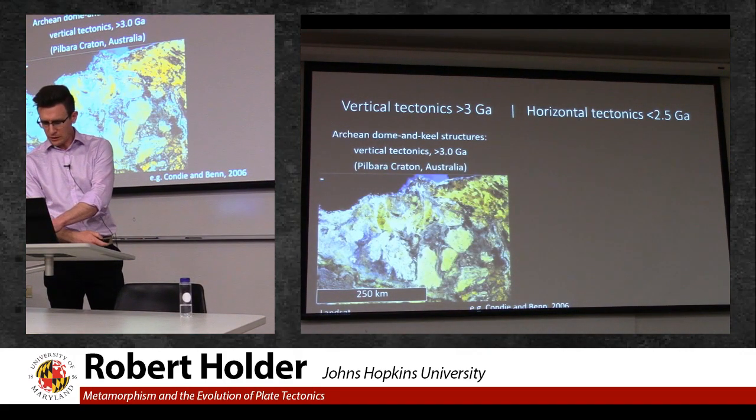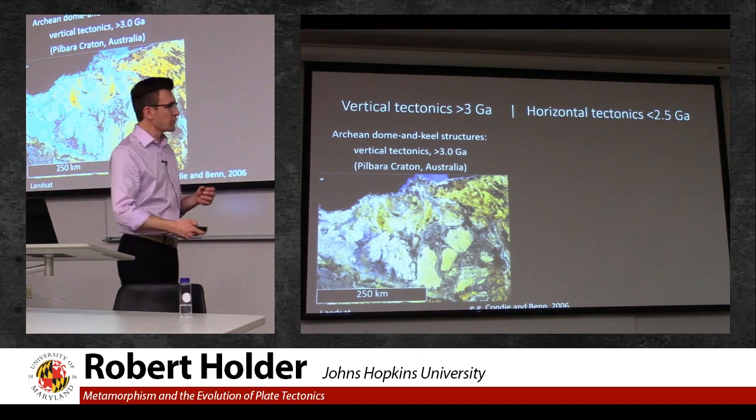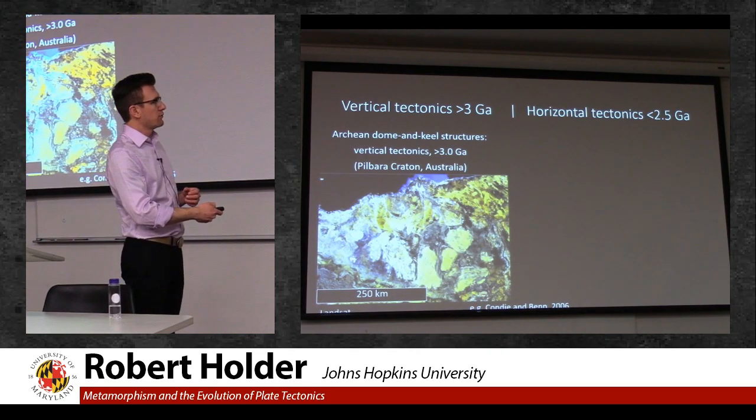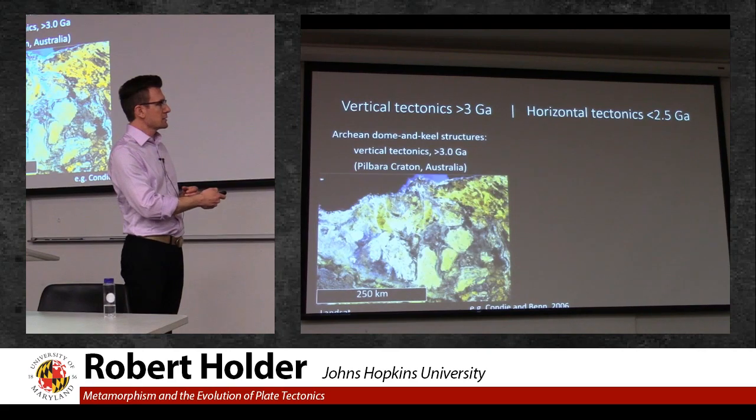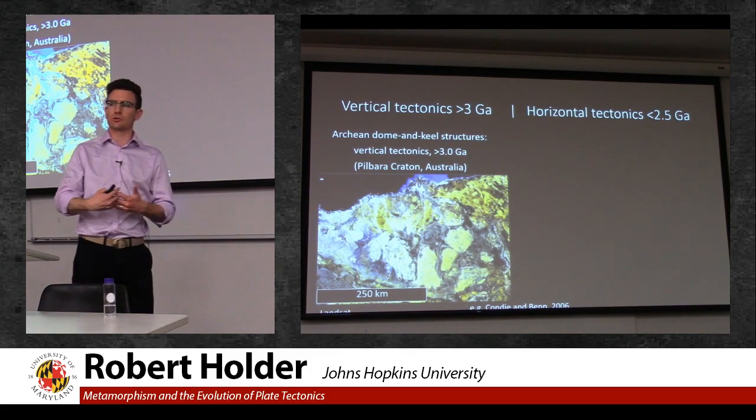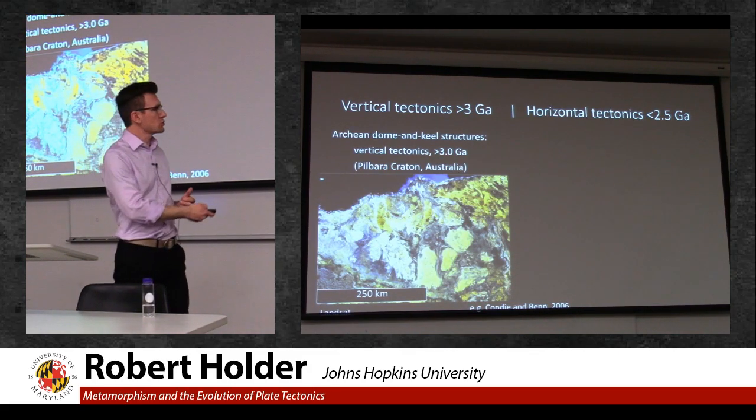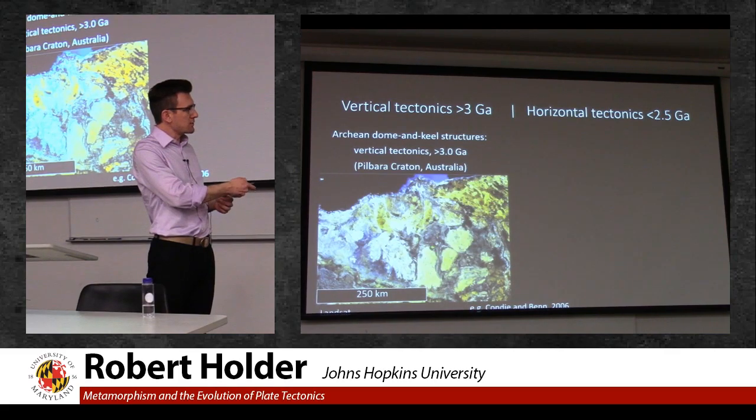One of the basic observations is that before this time, terrains, regions of Earth's history that have crust older than 3 billion years, such as the Pilbara Craton, are characterized by a distinct structural style called dome and keel structures, where we see these massifs of granitic bodies separated by these screens of more mafic material and sedimentary material.